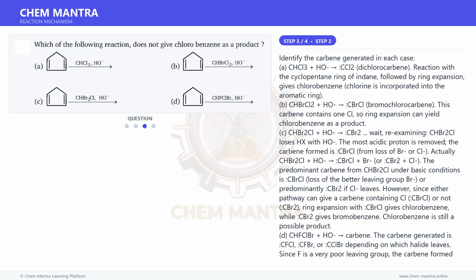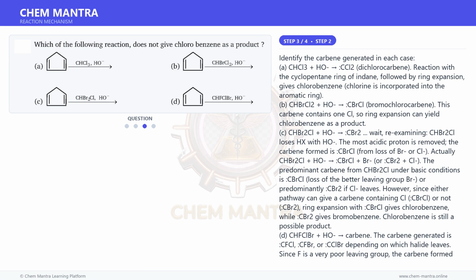D. CHFClBr plus HO- gives a carbene. The carbene generated is CFCl, CFBr, or CClBr depending on which halide leaves. Since F is a very poor leaving group, loss of F is disfavored, or more precisely, the base abstracts the proton and then the best leaving group departs. Actually with HO-, deprotonation gives the carbanion CFClBr-, then loss of the best leaving group. Br is the best leaving group, giving CFCl.